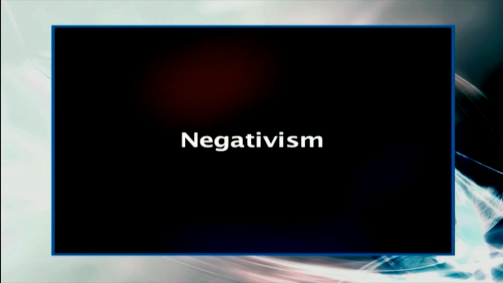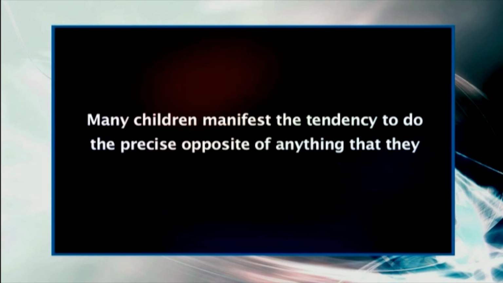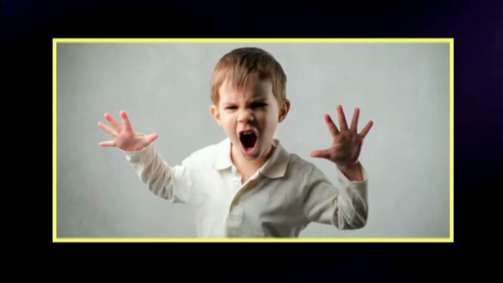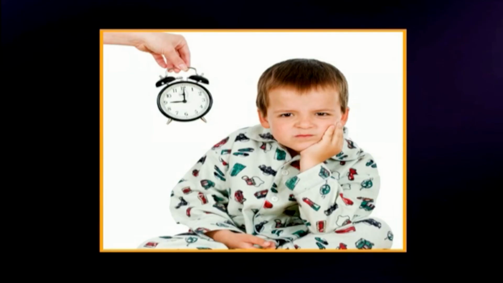Then eighth one is negativism. Many children manifest the tendency to do the precise opposite of anything that they have been directed to do. Whenever some of the desires of such children are thwarted, then they become obstinate, aggressive, and violent. They take to rolling on the floor and are often ready to fight.